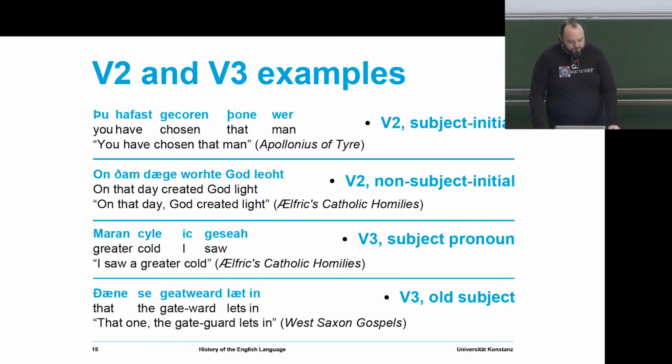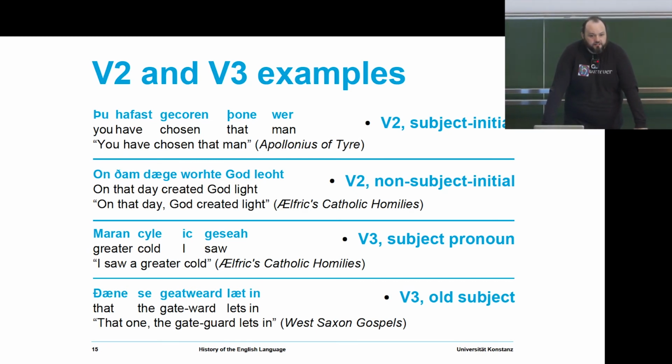And then our final example is from the West Saxon Gospels, and there we've got an object, thana. This is like den, that one there. And then you've got the gate guard, segeert, or yet lets in. So here we've got an object and then a subject and then a verb, OSV. And again, we're allowed to have the verb in third position because the gate ward, in this particular case the gate guard, is old information. He's been mentioned before in the previous sentence. So that's why we can break the verb second rule in this case.